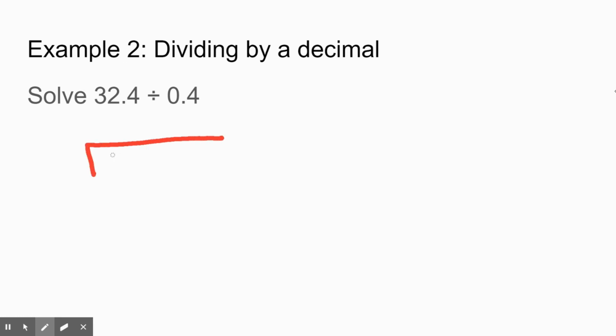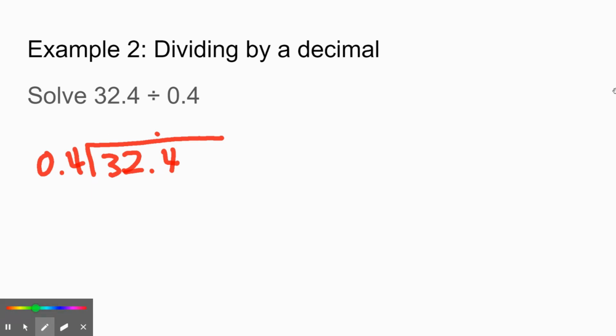We again have 32.4. This time our divisor is 0.4. And it's not going to be really possible to try to figure out how many times 0.4 goes into 3. Yes, it's doable, but it might be a decimal, which means that we're going to have some problems up here. That means we got to do something first.